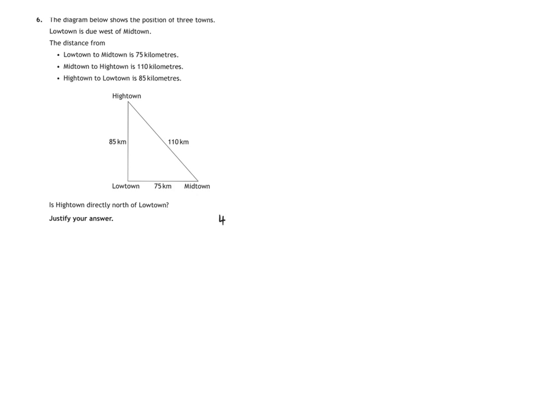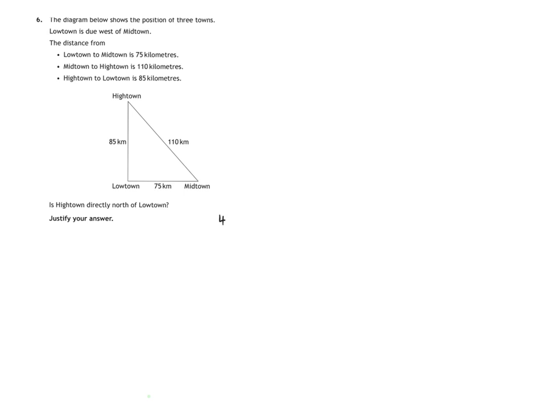Right, okay, so for question 6, we have a diagram below that shows the positions of 3 towns. Lowtown is due west of Midtown, so that's saying it is straight in that direction. We've been told the distance from Lowtown to Midtown is 75 kilometres, Midtown to Hightown is 110 kilometres, and Hightown to Lowtown is 85 kilometres. And we've been asked, is Hightown directly north of Lowtown?